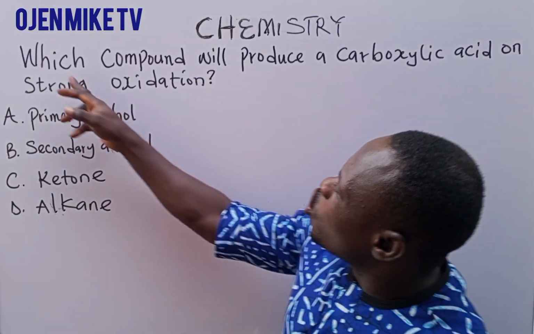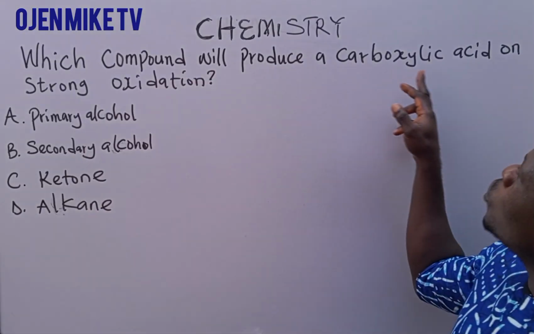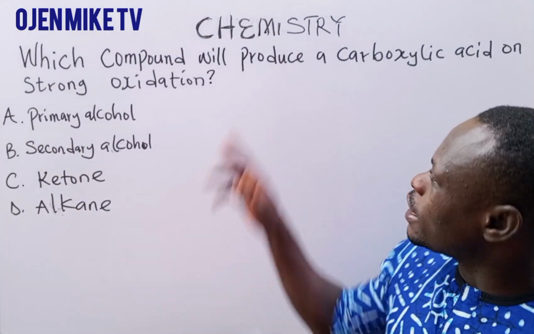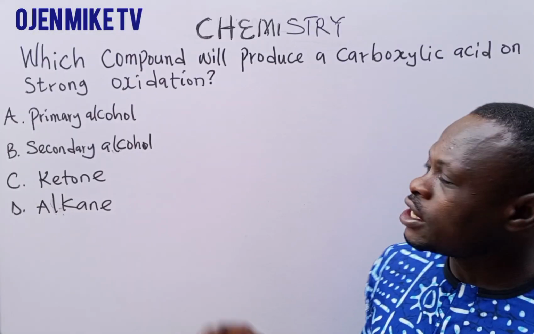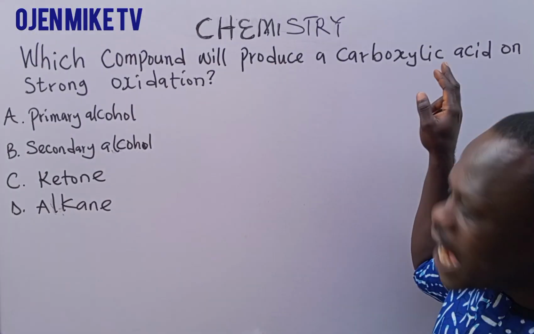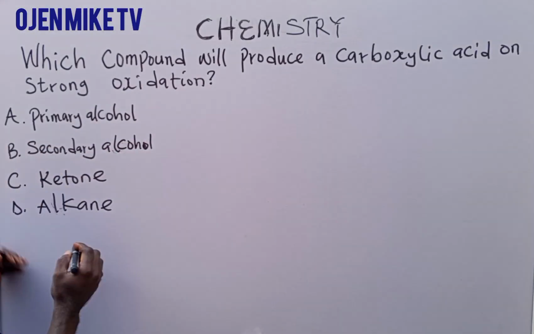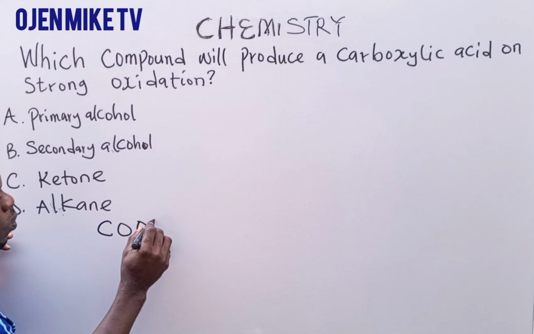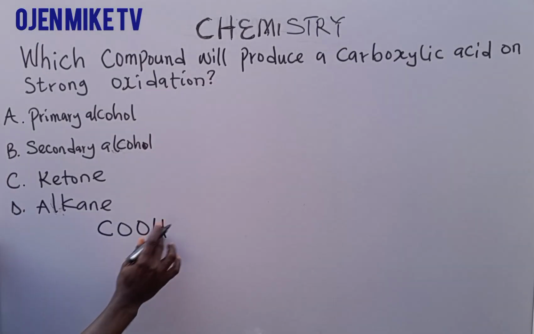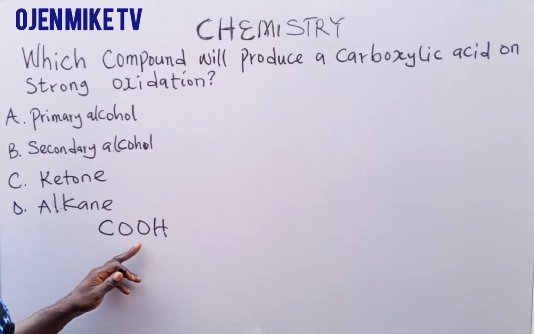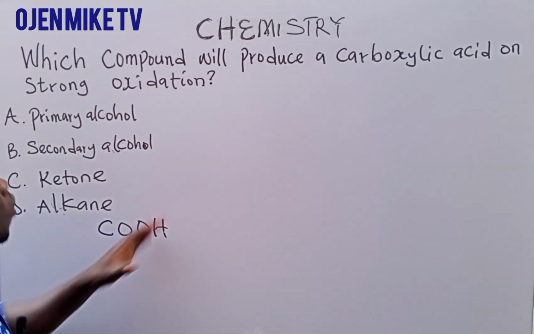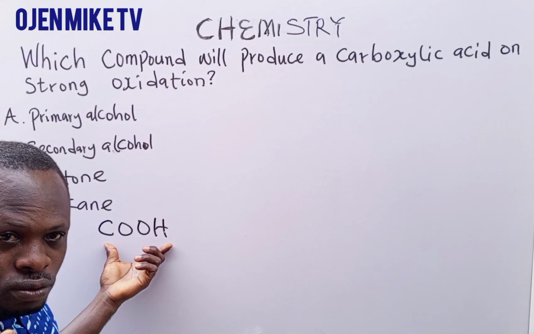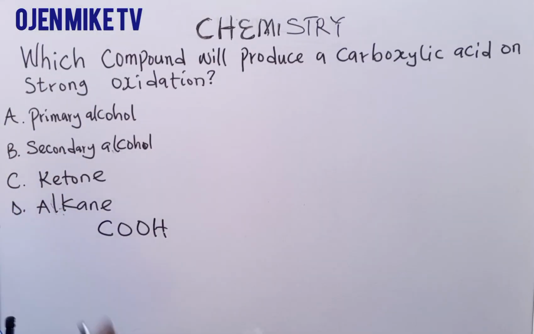This question asks: which compound will produce a carboxylic acid on strong oxidation? A carboxylic acid. Now we are going to look at carboxylic acid. What's the formula of the carboxylic acid, or the functional group? It is COOH. This is the carboxylic functional group. So we are going to look for the one that will oxidize to produce this carboxylic functional group, or carboxylic acid.